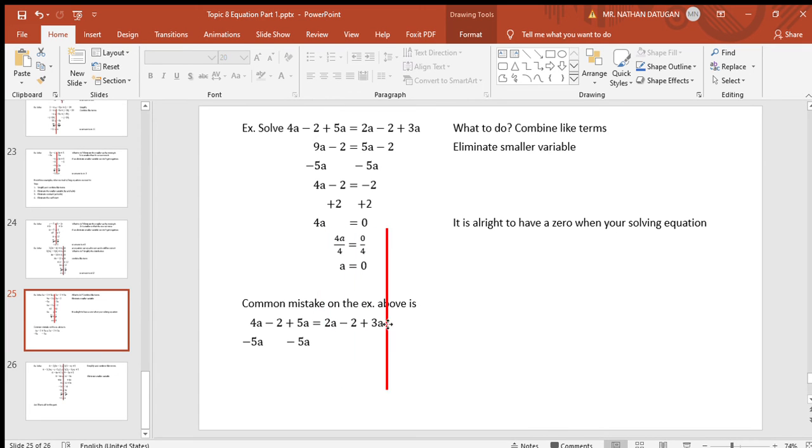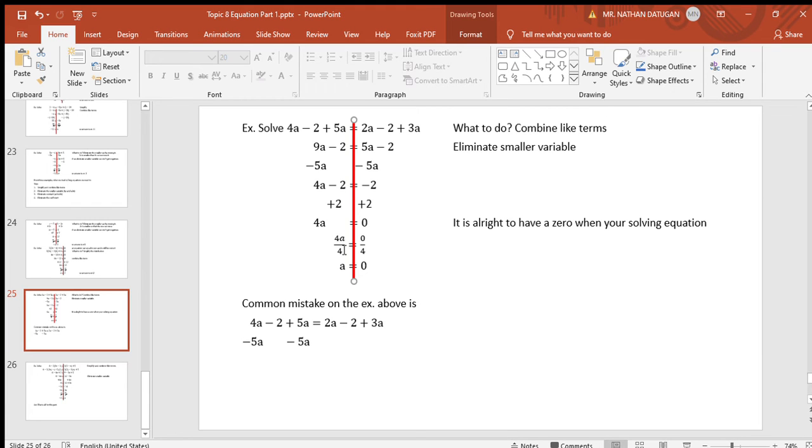Now you don't stop here because we're not done yet. I have had students before who stop right here. They write 4a is equal to 0, and then they don't know what to do. Well, our goal doesn't change. Our goal is to have a by itself. So first, one way or another, 4 has to disappear. How do we undo multiplying by 4? We divide by 4.